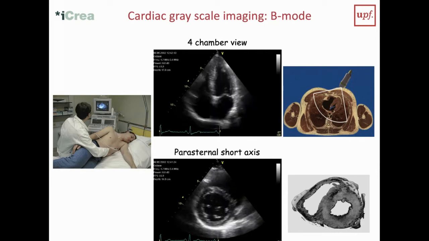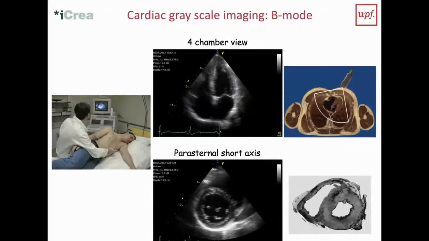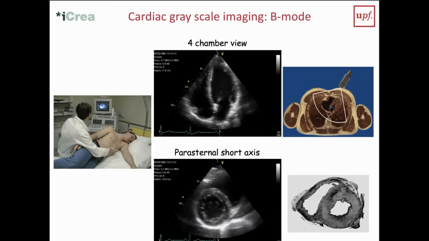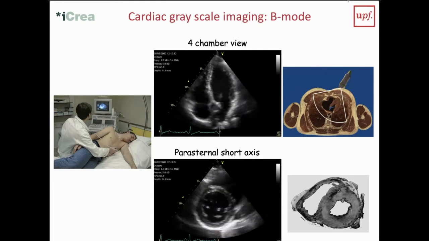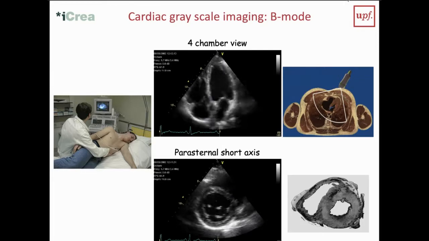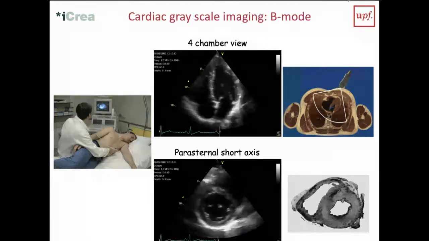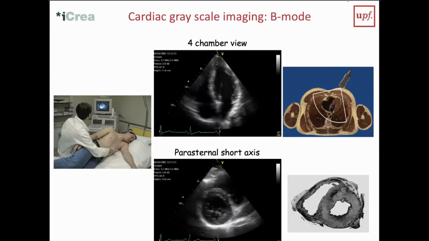Yes, question? How can we avoid the, I don't know the name now, the bones in the chest? Yeah, the ribs, exactly. What we need to do is go in between. So what you will see is that the transducer used for cardiology has a width of approximately 1 centimeter.